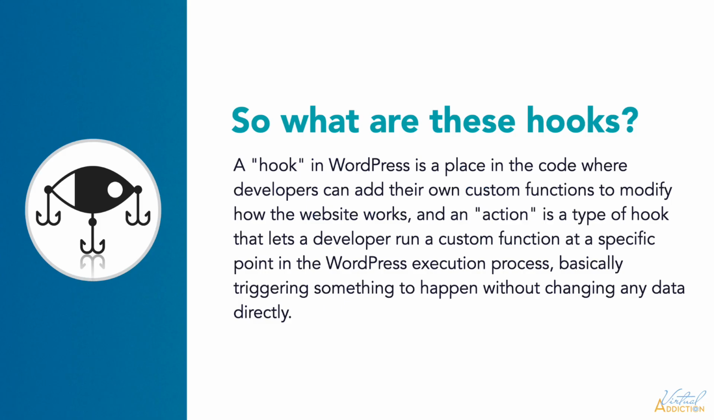Hooks are specific points in the code execution where developers can hook custom functions to modify or add functionality, while actions are a type of hook that allow you to execute a function at a particular point in the WordPress process. Essentially, this allows you to perform an action without returning any data to be modified further. Actions are events that trigger custom code at a specific time within the WordPress system.